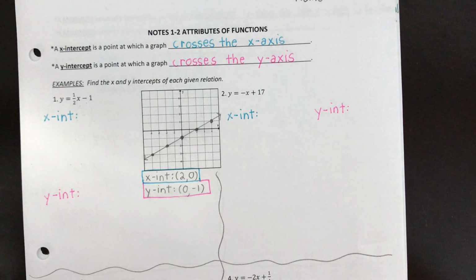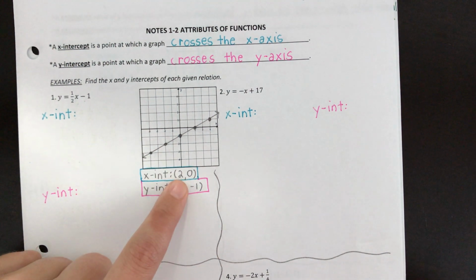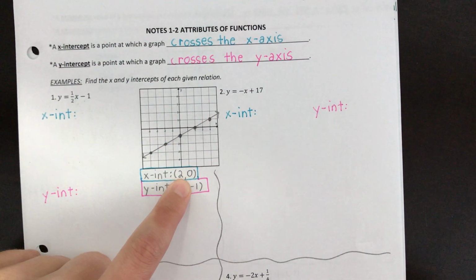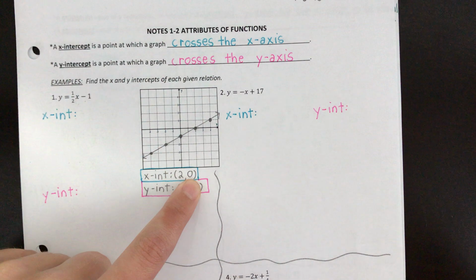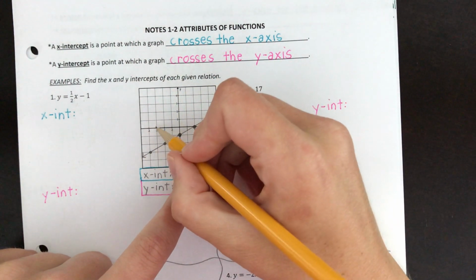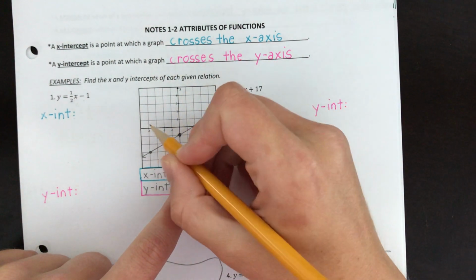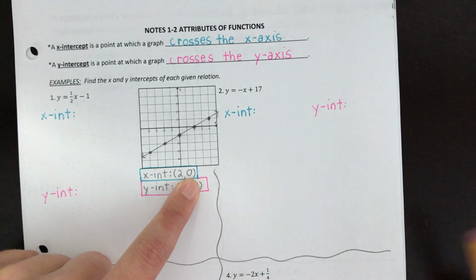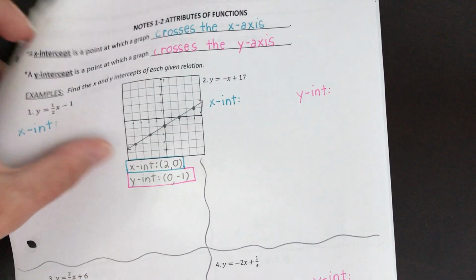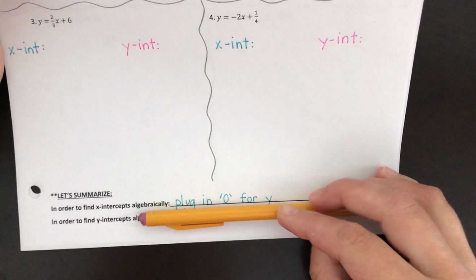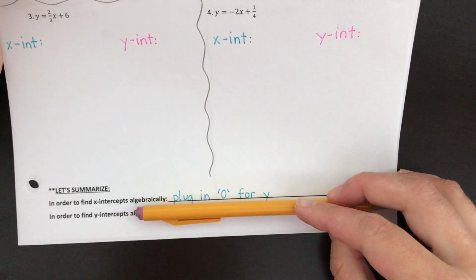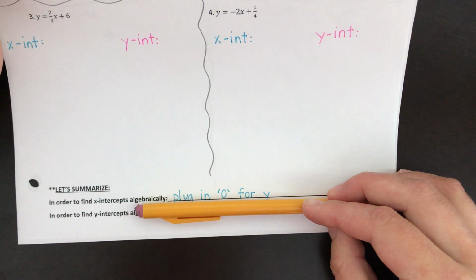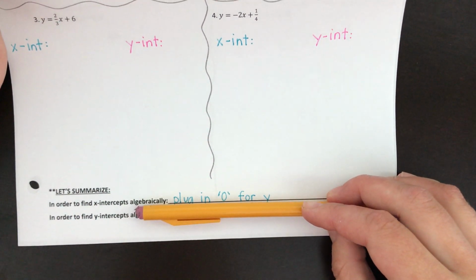Every x-intercept will always have what? Well, it will always have a y value of 0. No matter where I land on the x-axis, every single one of those ordered pairs has a y value of 0. So that's exactly how we're going to algebraically find an x-intercept. To find the x-intercept algebraically, you will plug in 0 where you see y.